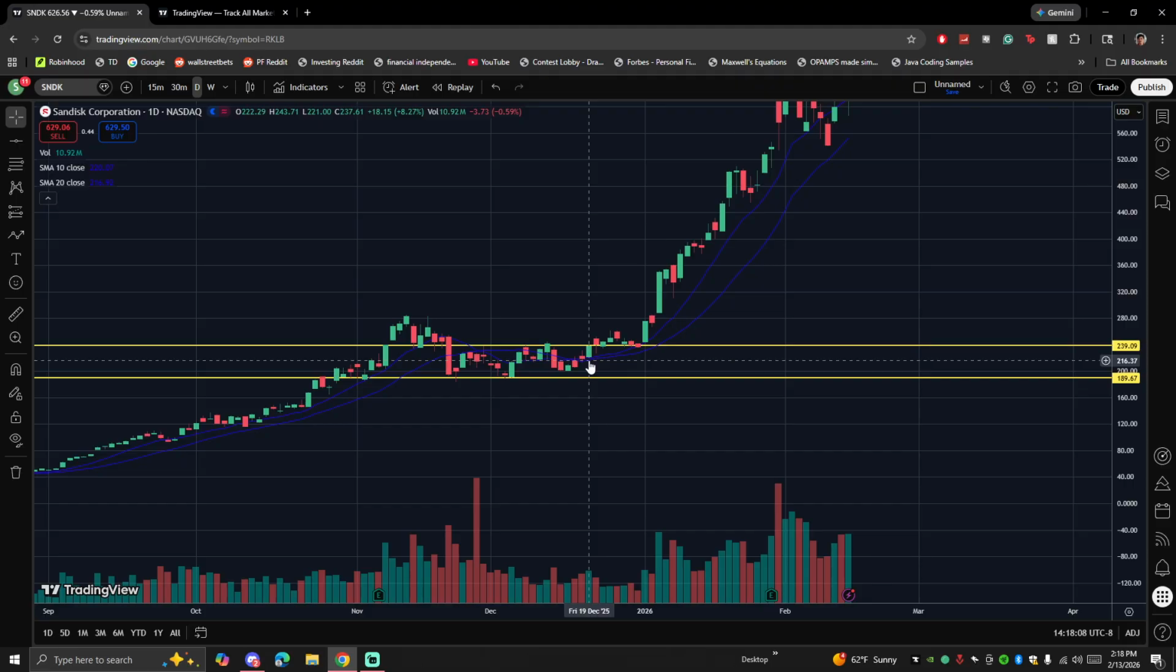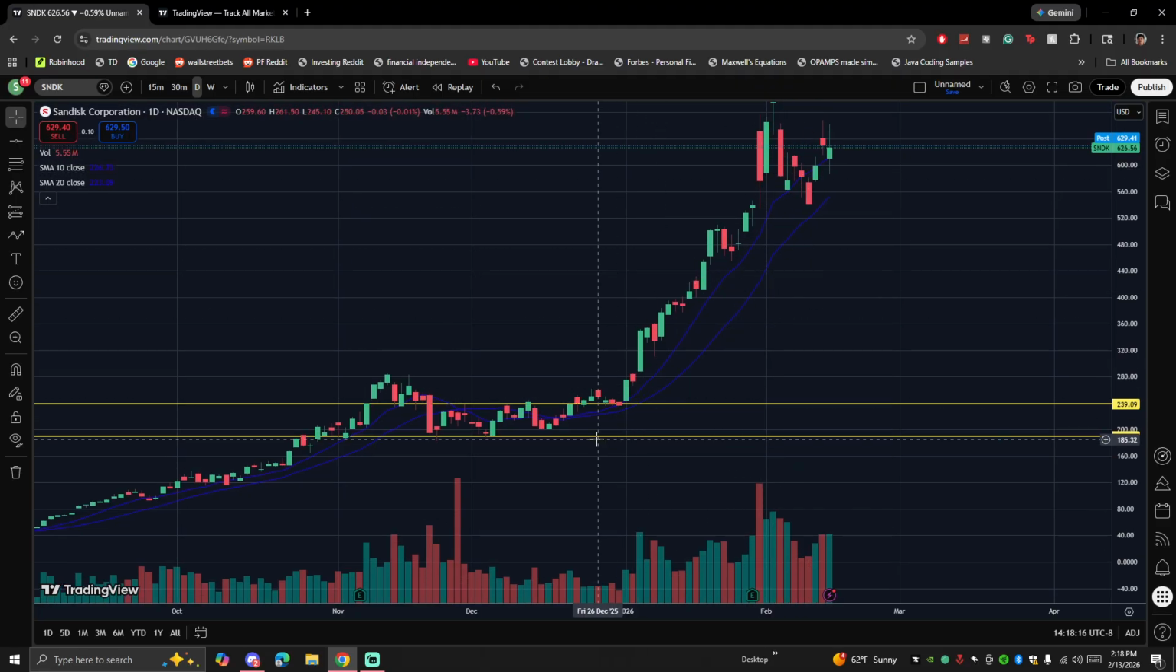But essentially, this compression of moving averages with consolidation in the top of the range, increasing volume, I think that's a great trade to the upside. And you'll see that with more volume and price increase, we're getting more momentum.